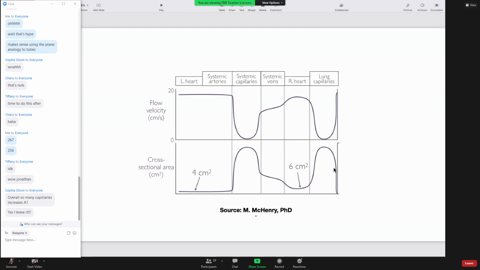The overall sum of the cross-sectional area of the capillaries, both systemic and pulmonic, is greater than that of the arteries.